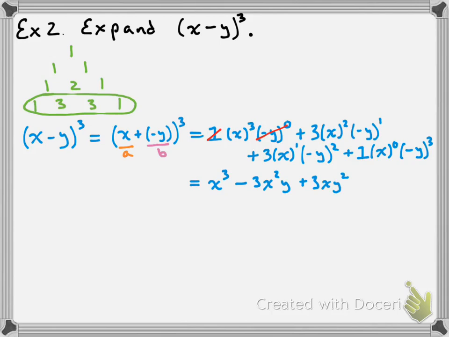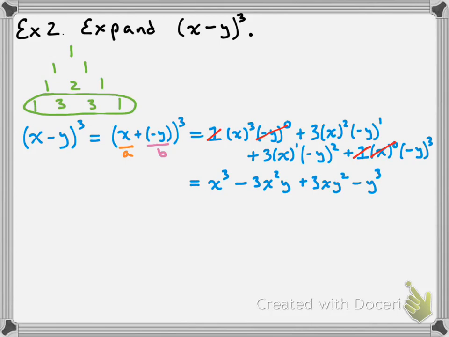Okay, and then for the last term, that coefficient of 1 contributes nothing since it's multiplying by 1. x to the power of 0 is 1, which means it's not going to contribute anything. And then we're going to have negative y to the power of 3. Well, that's just negative y times negative y times negative y. And of course, a negative times a negative times a negative is going to be a negative, so we're going to have a negative term here as well. So we're going to end up getting negative y cubed. So this is the correct expansion for x minus y to the power of 3.